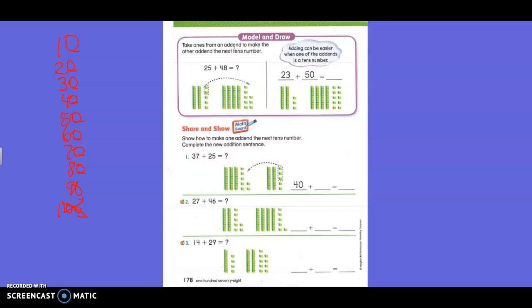So we want to make this a 10 so that we can easily see how much is left over. It's kind of like what we did yesterday, okay? All right, so they have 8 over here, so they want to steal 2 from over here and put it over here. Okay, so now that is a whole 10. Okay, so now how many do you have left over here?